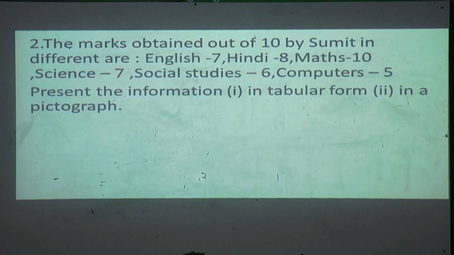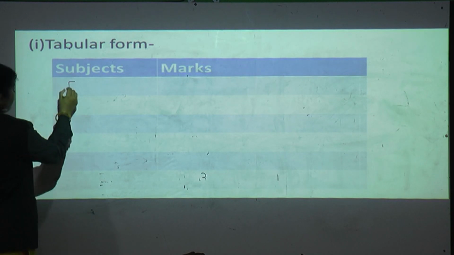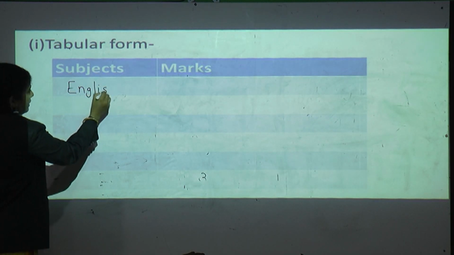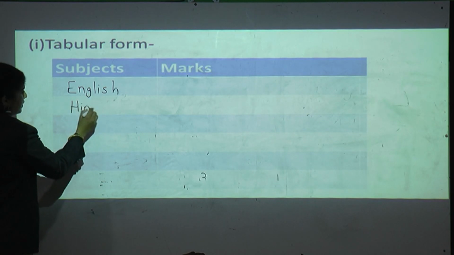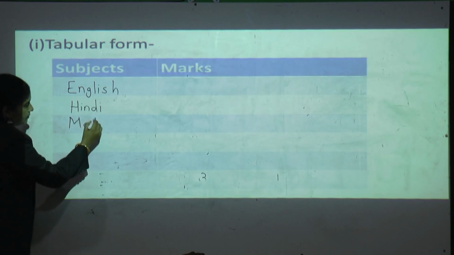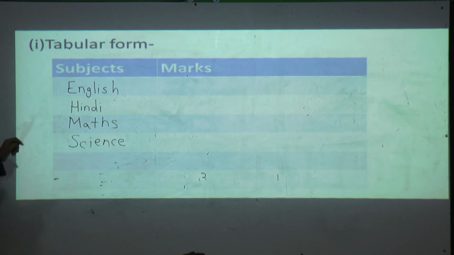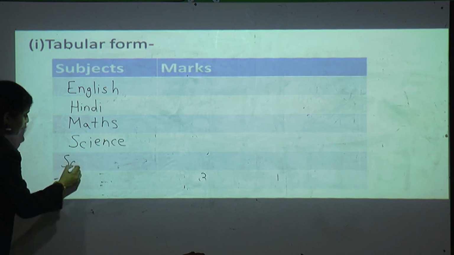So students, they have asked to show the information in tabular form and pictograph. So first we will show in tabular form. See, this one is a tabular form. So write there subjects and marks. First subjects, English, Hindi. Yes, tell me the subjects students. Yeah, Maths, Science, again Social Studies and Computer.